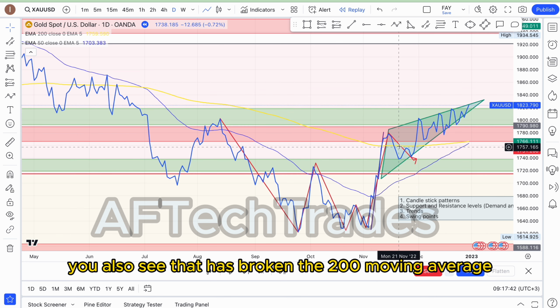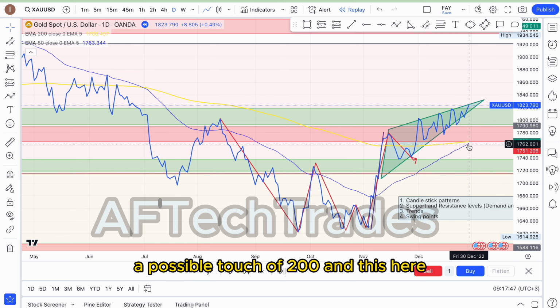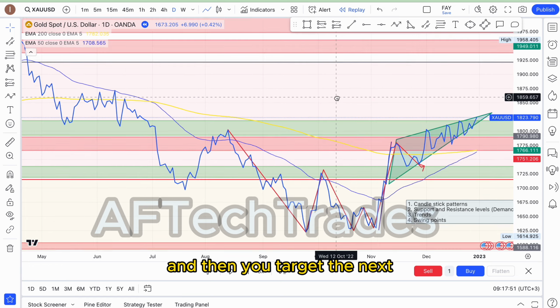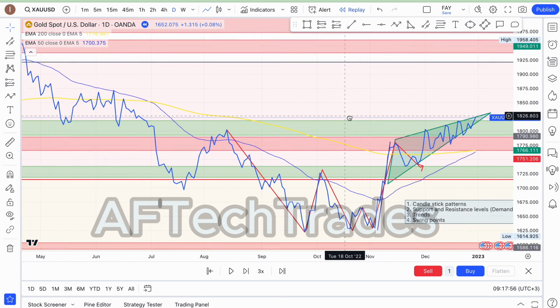You also see that it has broken the 200 moving average. There is a confluence, a possible touch of 200 and this here. So in this case, you enter for a buy, and then you target the next region as well.